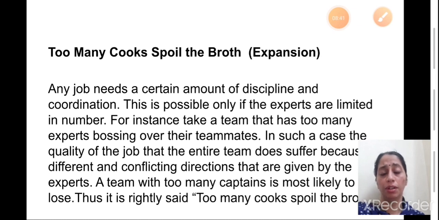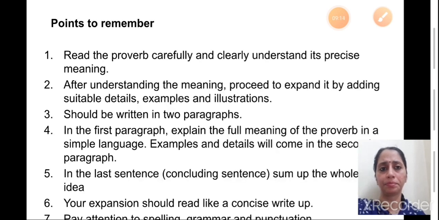Clear? So, look at the way I have ended. Thus, it is rightly said that too many cooks spoil the broth. Am I clear, students? So what have I done in the first part? The first part, I have given the meaning, the first paragraph. Second, I have given you the second paragraph, the explanation, the example that I could relate with this particular proverb. Now students, a quick recap.